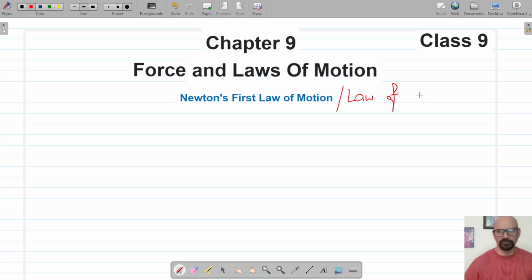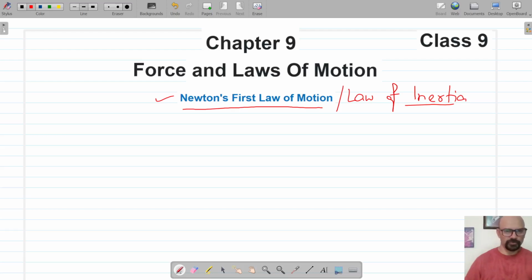Now in the previous video we have discussed what is inertia. Inertia is the property of an object by which it continues to remain in a state of rest or continues to remain in a state of motion or will not change its direction unless and until some external force acts on it. And that is exactly Newton's first law of motion.